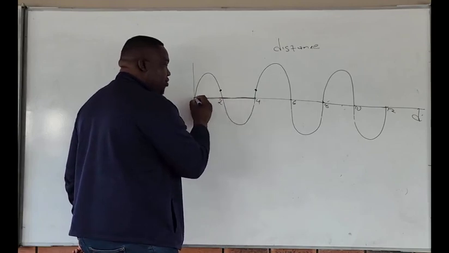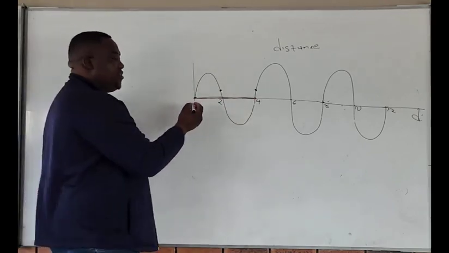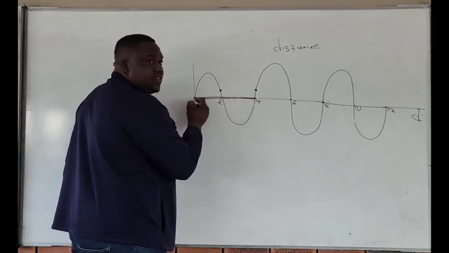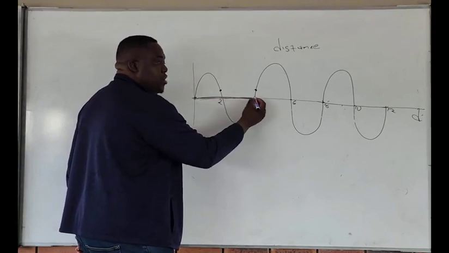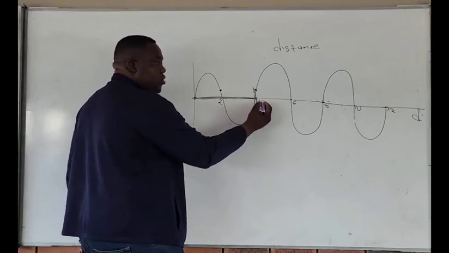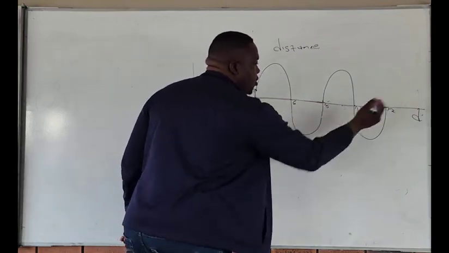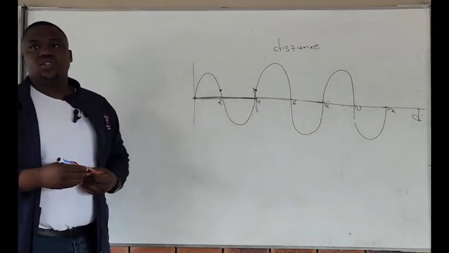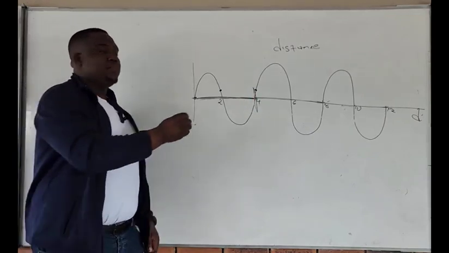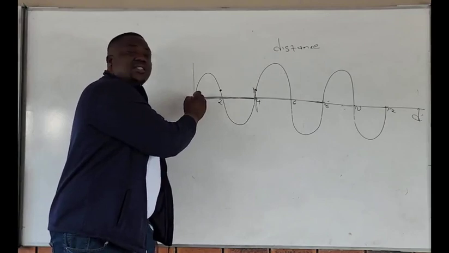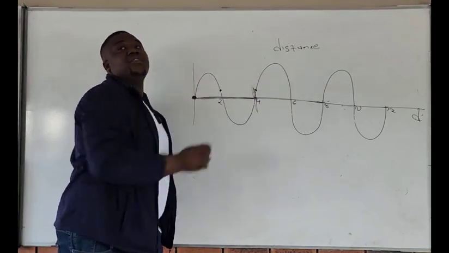So the wavelength for this wave is 4 meters. The wavelength is from this point to this point. That's why we have 4 and we've got 4. The difference is 4. So the wavelength of this wave is 4 units. We measure the whole wave from where it started until where it ends. Then another wave starts, then another wave starts.